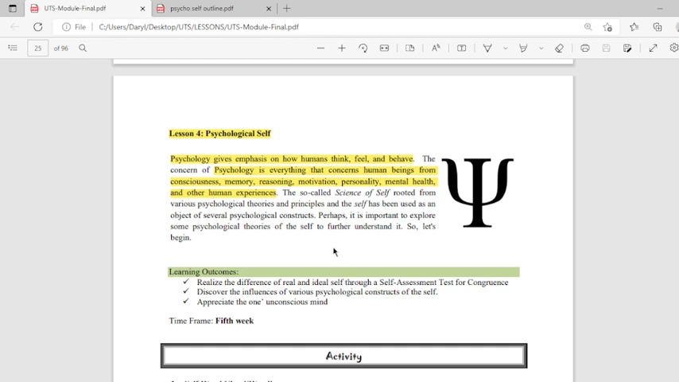Okay? Now, when we talk about what is psychology, it gives emphasis on how humans think, feel, and behave. Psychology is everything that concerns human beings from consciousness, memory, reasoning, motivation, personality, mental health, and other human experiences. Now, the so-called science of self is rooted from various psychological theories and principles, and the self has been used as an object of several psychological constructs. Perhaps it is important to explore some psychological theories of the self to further understand it.